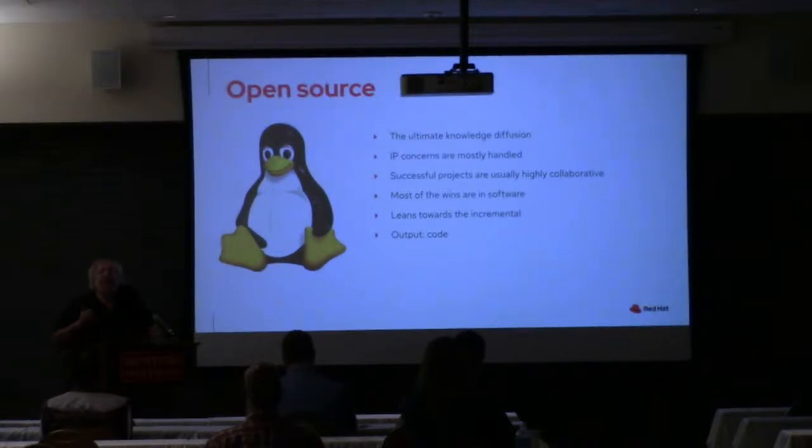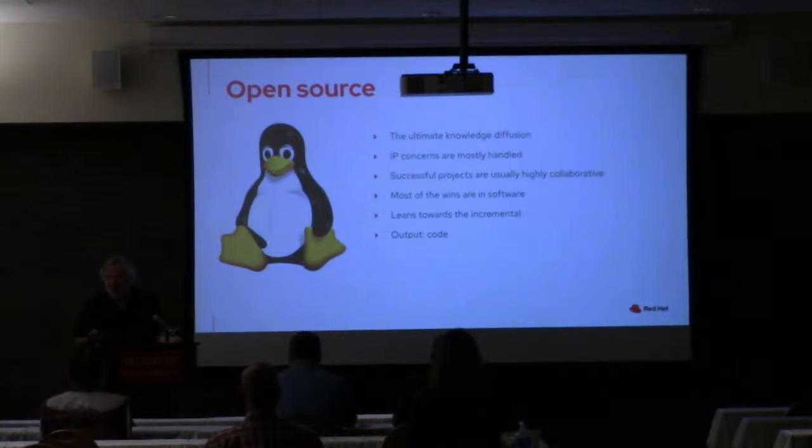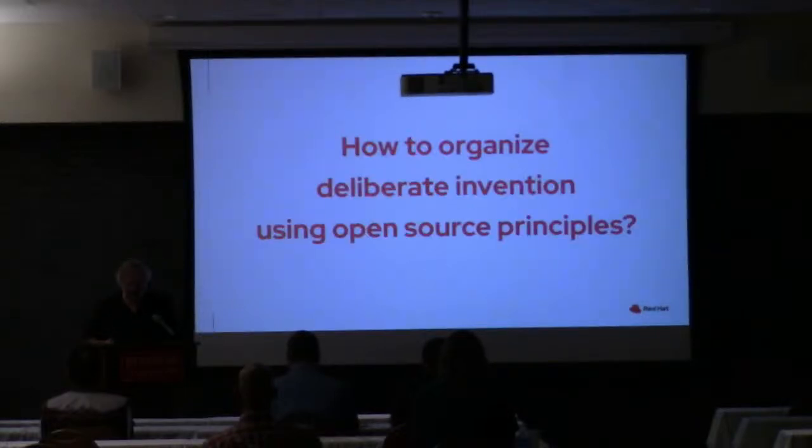Now, most of the open source wins have been in software. There are certainly examples of collaborative knowledge aggregation like Wikipedia. RISC-V is a really interesting open spec for processor hardware, but mostly it's in software. The open source development process tends towards the incremental a lot of the time, and the output is for the most part code. You might hope the output was also more documentation and things like that, but that's not always the case.